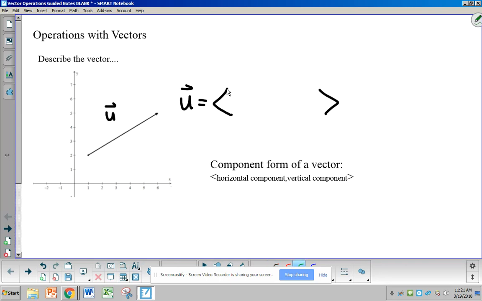So how do I get over from the tail of this vector to the tip of this vector? Well, it ends at 6, but starts at 1, so it's going to be 5 to the right and 3 up. So the component form of this vector is going to be <5, 3>, because no matter where it is in space, if you start at the tail and you move 5 to the right and up 3, you will end at its tip. So the roadmap. And it's horizontal and vertical, which implies that this is perpendicular, which is really nice.